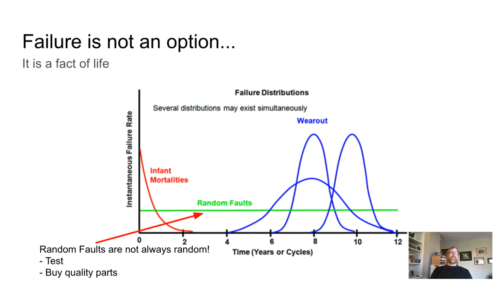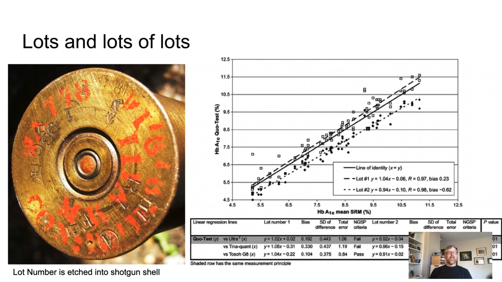All right, so random faults. Random faults are not really always random. You need to test against those random faults, and you can actually quantify how often they actually happen. And if you buy quality parts, then you actually mitigate against random faults.